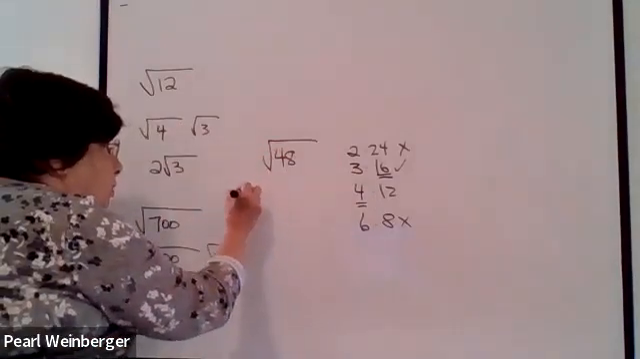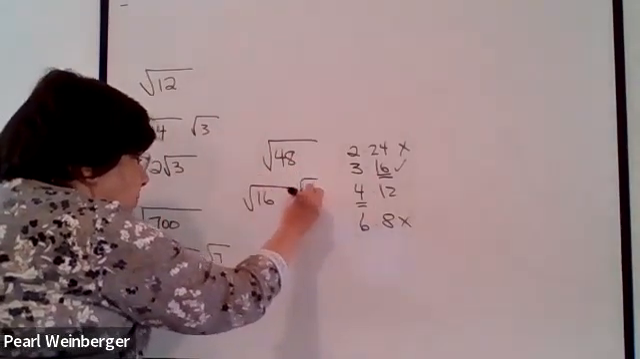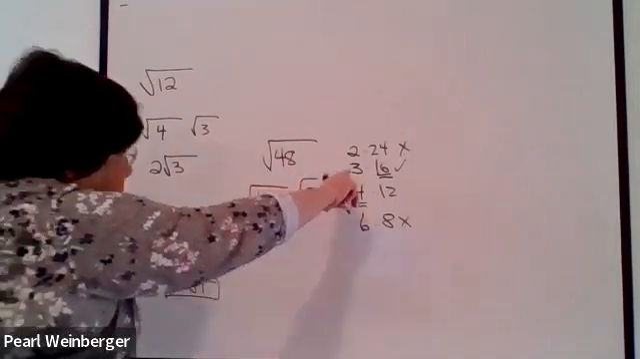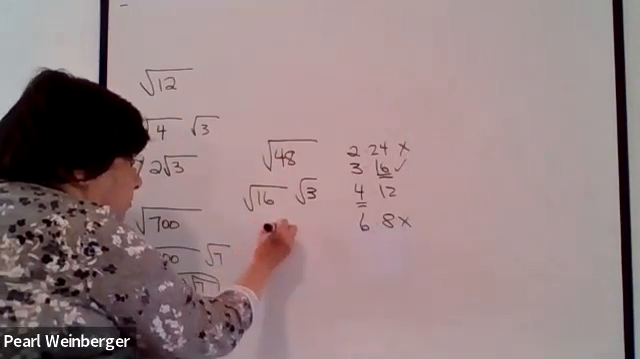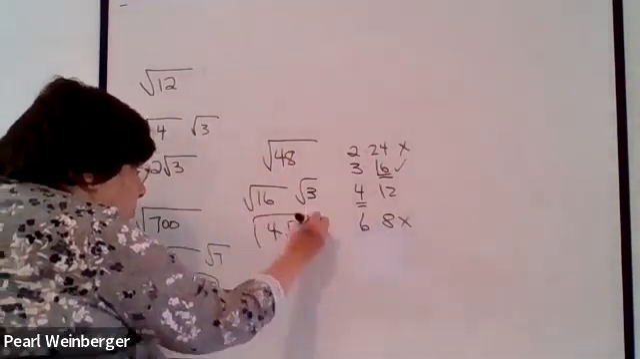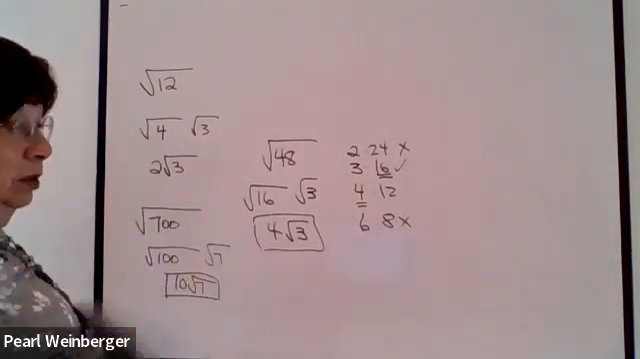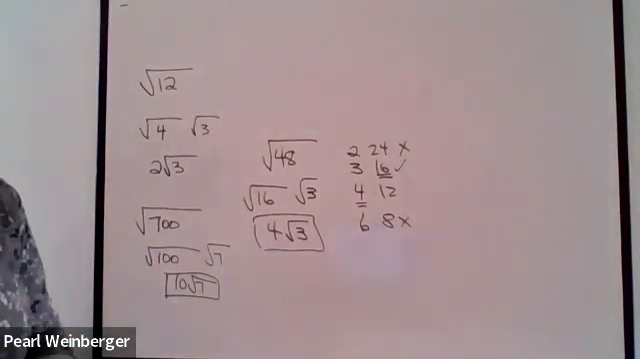So I'm going to rewrite this as the square root of 16 times the square root of 3. Remember, I always put the perfect square one first. And it doesn't matter if you write it 3 times 16 or 16 times 3, it's still 48. And this becomes then 4 radical 3. Okay.